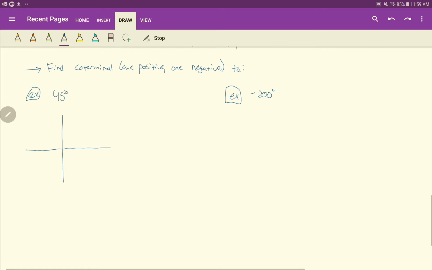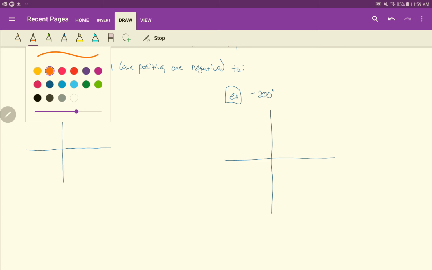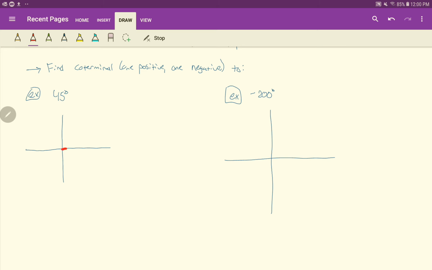Okay, so right here, let's go ahead and find some coterminal angles. If you want to pause the video and try for yourself, and then we'll do it. Okay, so let me adjust this back to my red. All right, and so 45 degrees will look something like this. It's exactly halfway here. And we want to find a positive coterminal and a negative coterminal angle.